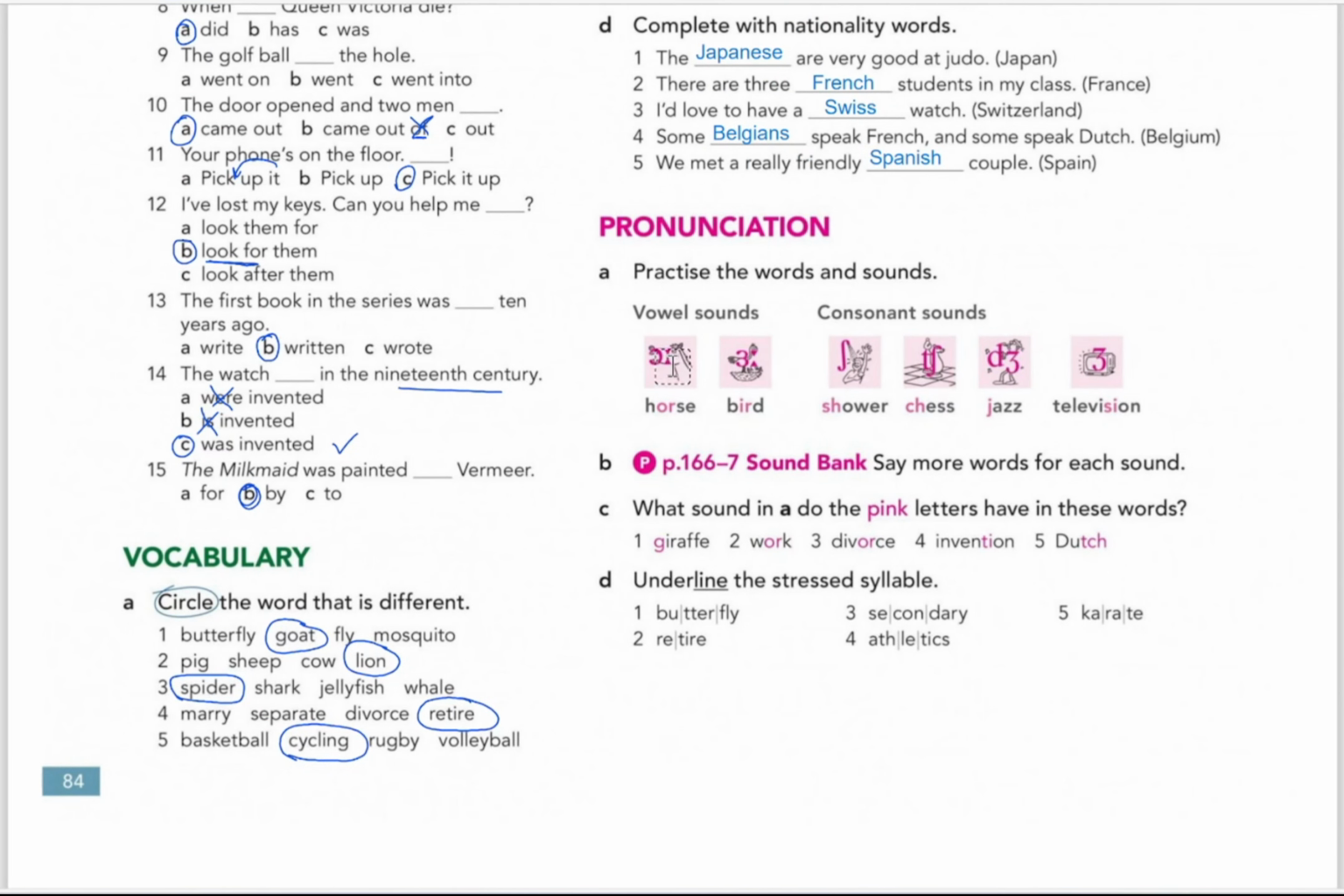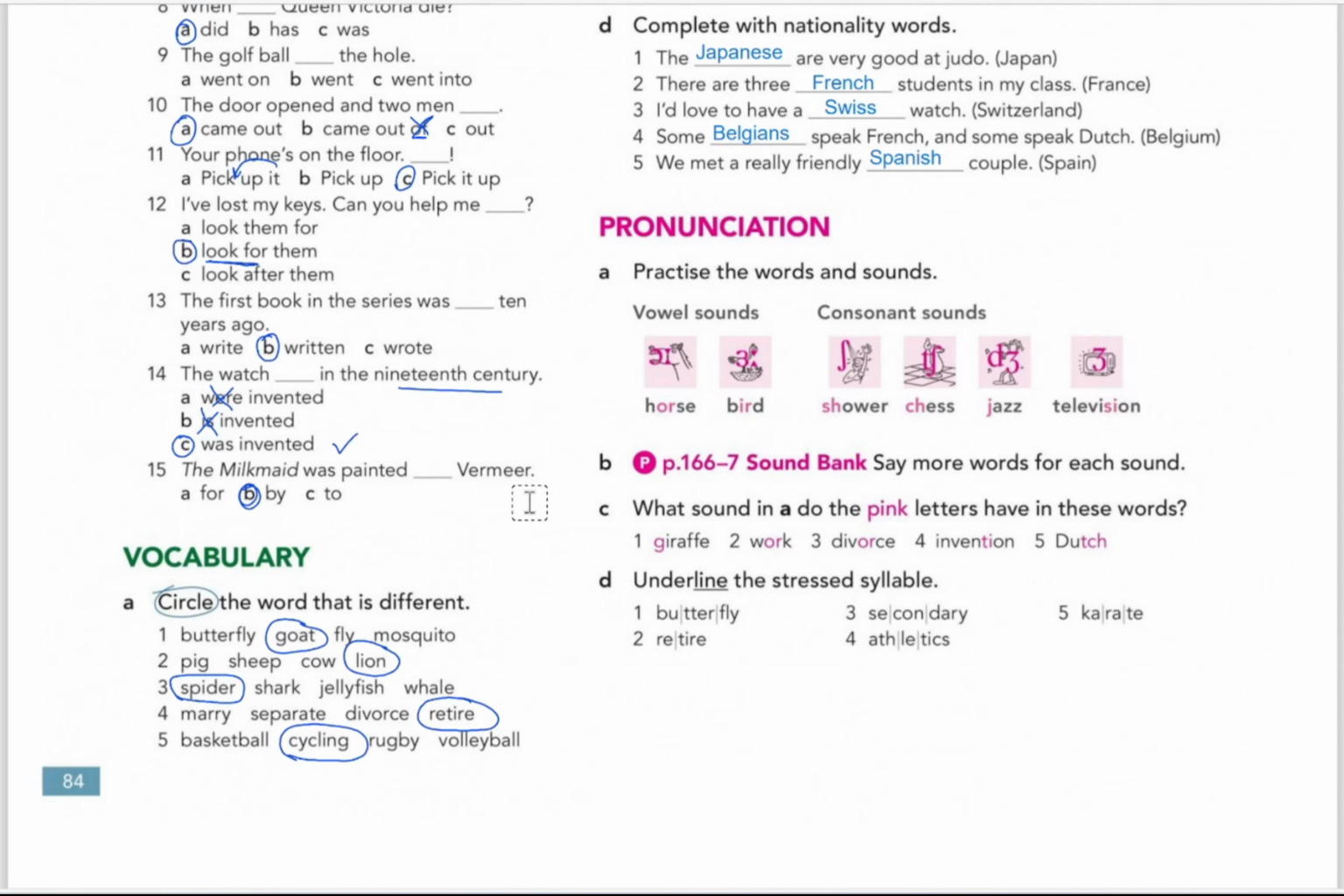This pronunciation is O as in horse. The OR is giving the pronunciation of O, like horse. And IR gives the pronunciation of a long sound like bird. SH is the consonant sound sh, shower. And CH gives the sound of ch as in chess. And J, as you can see, gives the sound of j, like jazz. And then this sound is the soft j sound, like television, SION, at the end of a word. Usually, most of the time, it gives the zh sound, television.